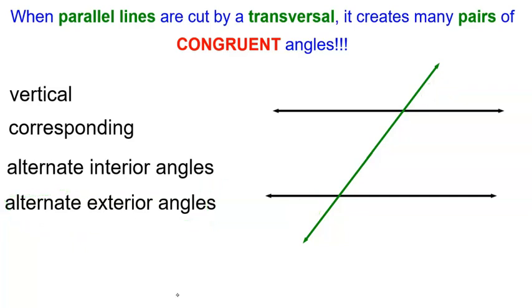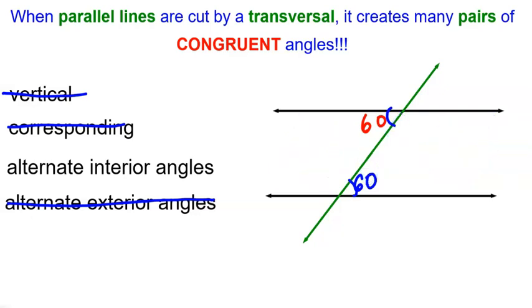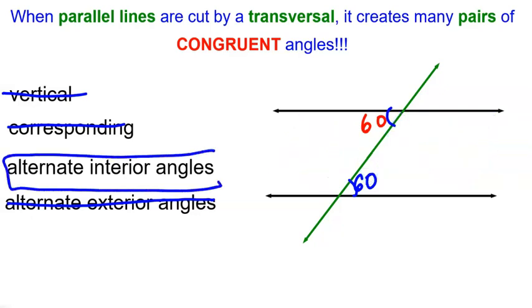If the original angle I gave you was here, you could tell me that this blue 60 angle is also equal, and the reason for these two being equal is not because they're vertical, it's not because they're corresponding, and it's not because they're exterior angles, because they are in between the parallel lines. So that makes them alternate interior angles.